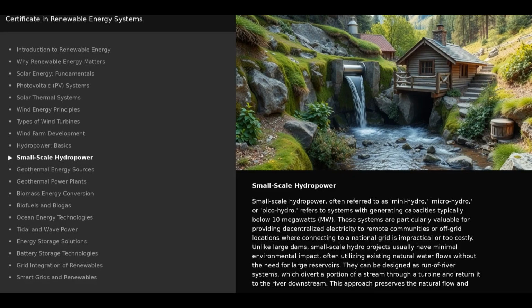Unlike large dams, small-scale hydro projects usually have minimal environmental impact, often utilizing existing natural water flows without the need for large reservoirs. They can be designed as run-of-river systems, which divert a portion of a stream through a turbine and return it to the river downstream. This approach preserves the natural flow and ecosystem of the river.